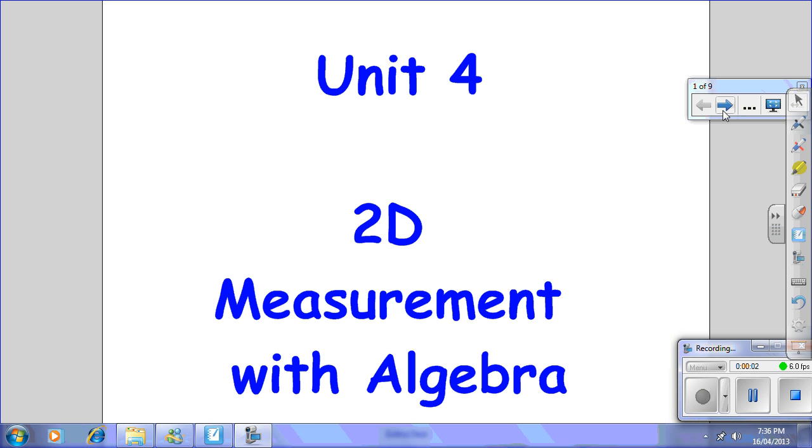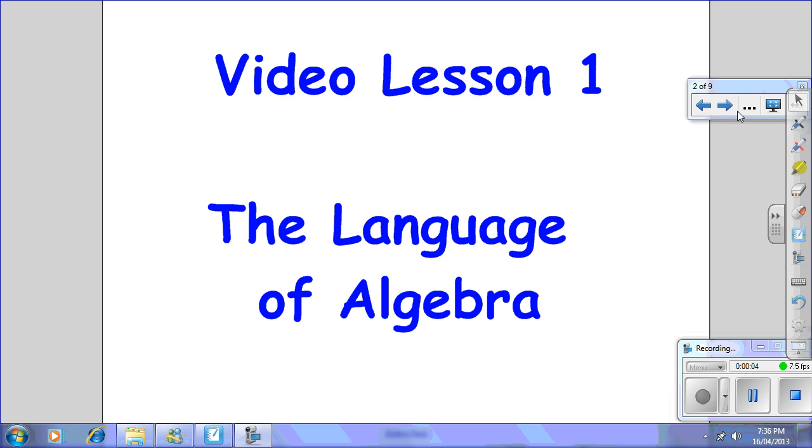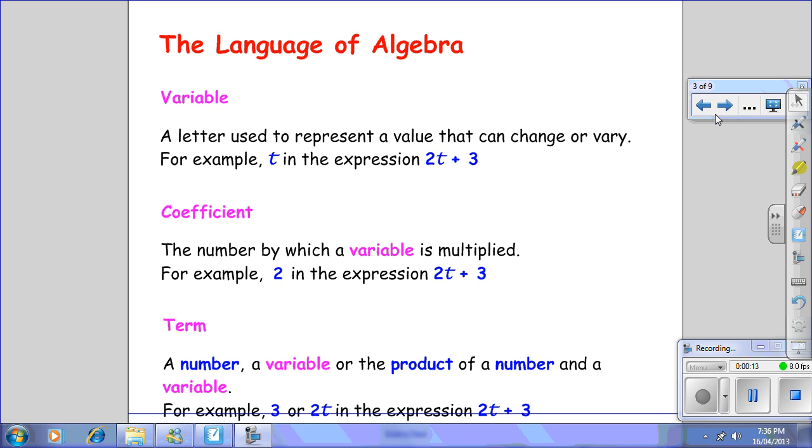Unit 4, Two-Dimensional Measurement with Algebra. We're going to begin Unit 4 with looking at some algebra, and we need to know the language of algebra before we begin. So there's a lot of words we need to learn to start this unit off with.